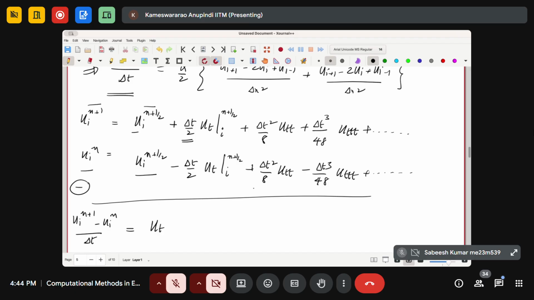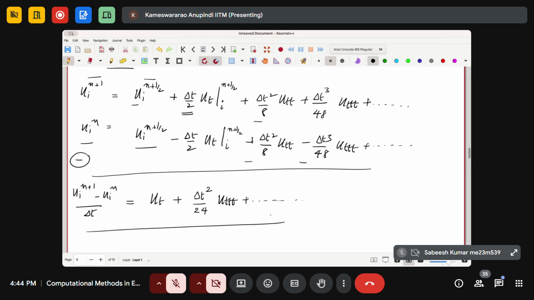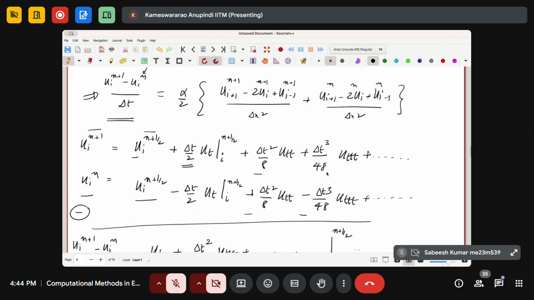And again, the third term will get cancelled because this is plus, this is minus, or this is plus and plus. The fourth term will get added. So you're going to get delta t cube, but then you're dividing by delta t. So it will become delta t square divided by, 2 halves will become 1, 1 by 48 plus 1 by 48 will become 2 by 48, that is 1 by 24. And then you'll have u triple t plus and so on. Okay, that is what I have. So this is the expression for the left hand side. Now everything on here is in terms of at i and n plus half.